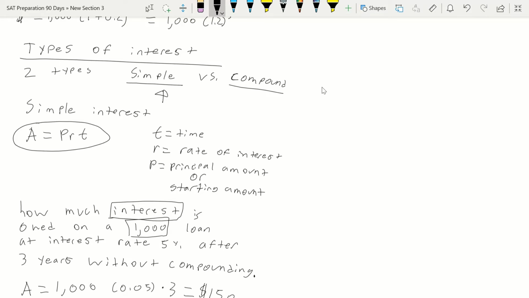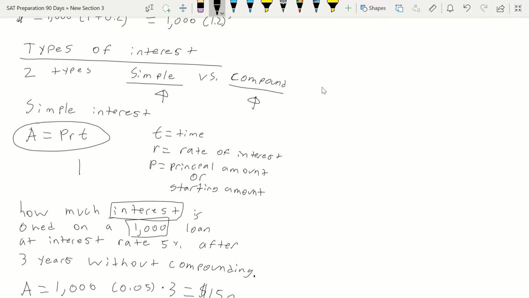Now in simple interest, you're not compounding, which means that if you owed, say, $50 in interest after your first year, you're not charged interest on top of that interest, right? So with compounding, you get interest on interest, and with simple interest, you do not.